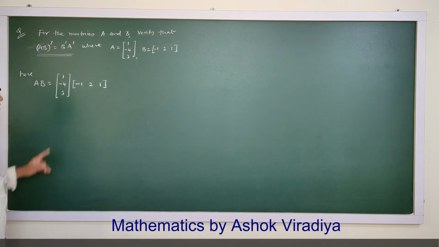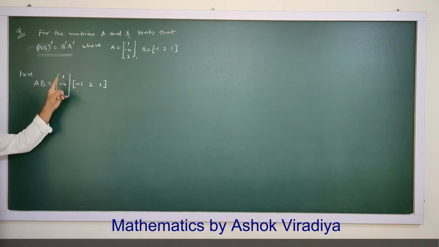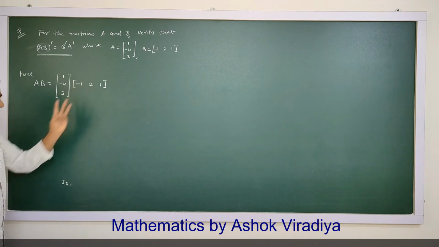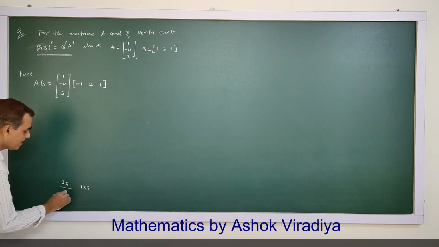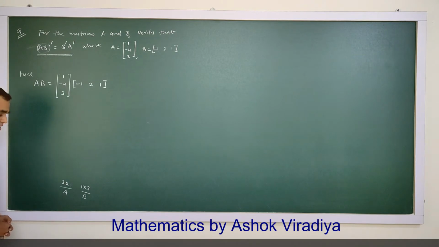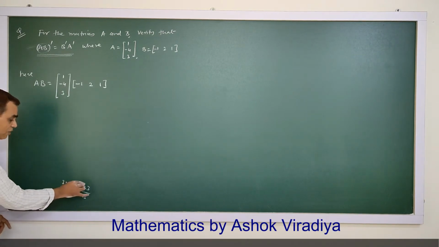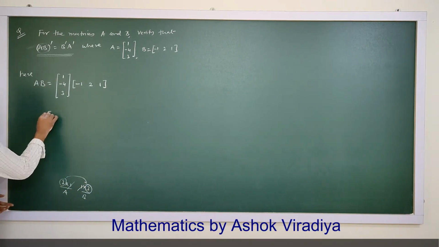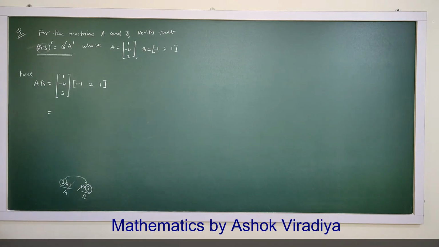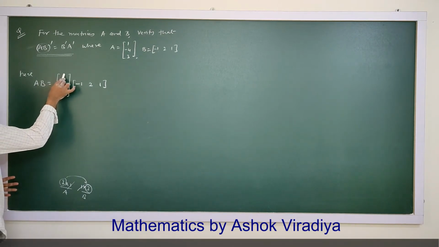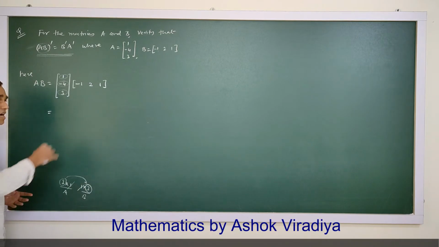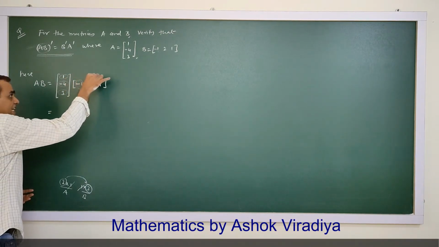Now see, the order of A is 3 by 1. The order of B is 1 by 3. This is the order of A, this is the order of B. So multiplying A and B, you will have a new matrix whose order will be 3 by 3. And the procedure is always that we draw circles over rows in the first matrix and circles over columns in the second matrix.